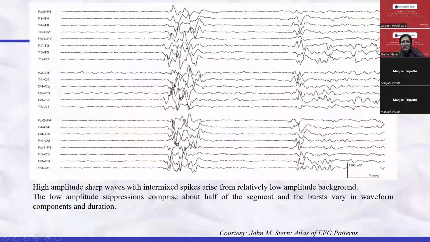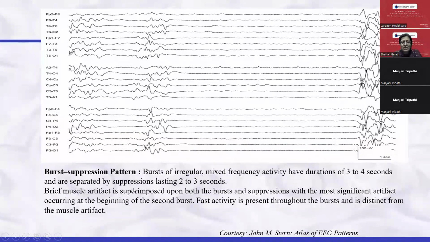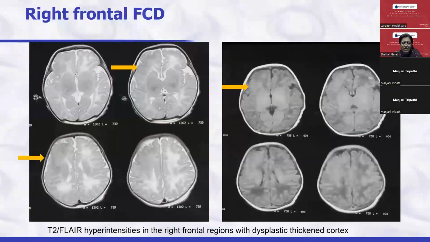So you can classically see this in this picture. Here you have the burst pattern, bursts of irregular, predominantly slow wave activity occurring without preserved waveform and periodicity. The bursts last 1 to 2 seconds, which can be seen in this classical picture. And this is another burst suppression pattern. It shows irregular mixed frequency activity with a duration of 3 to 4 seconds, separated by suppressions of 2 to 3 seconds. You can see there is a gross inequality and a gross difference, so you can make out that there is more than 50% differentiation.